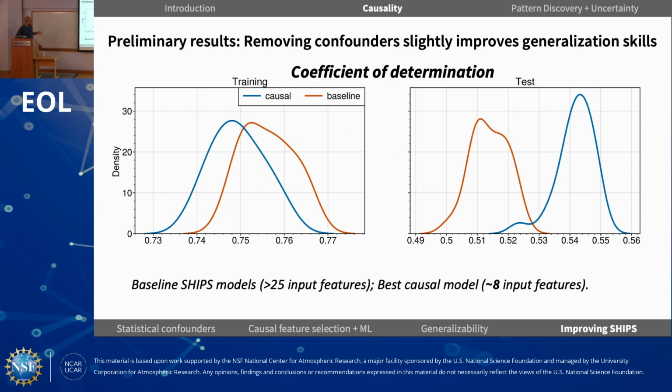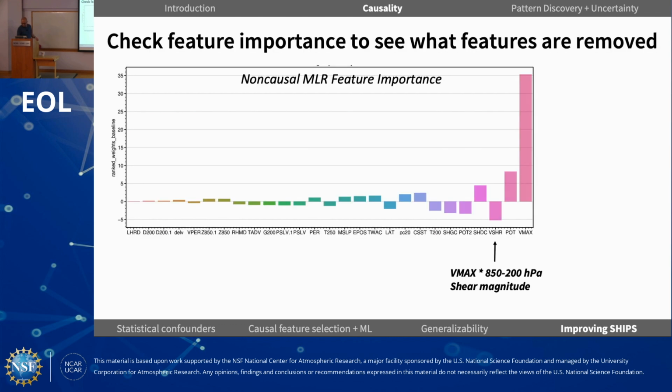So yeah, we see the same thing, where we can have the best model with the feature selection, with just 8 features. Comparing this to a baseline SHIPS model with 25 features, you can see that the causal model outperforms the baseline in terms of the unseen TC cases, but not the training data set. So it's roughly similar to what we are seeing in the proof of concept experiment.